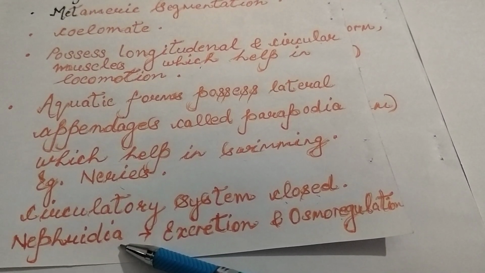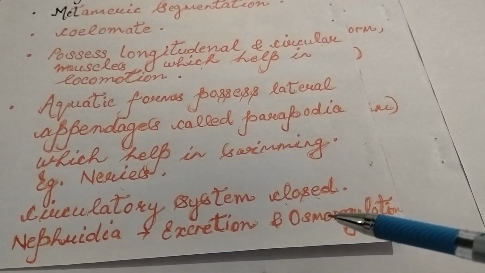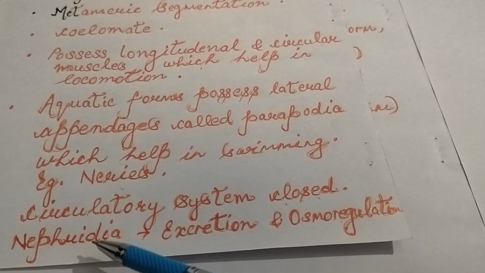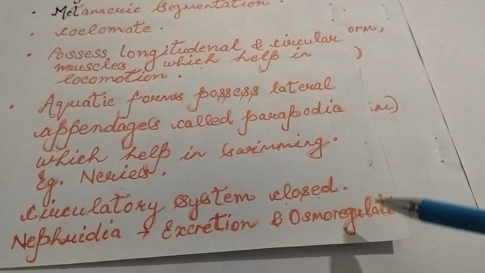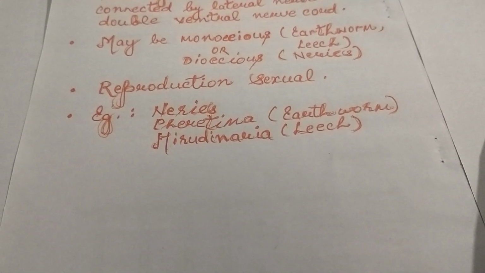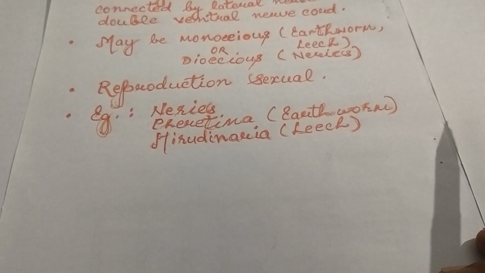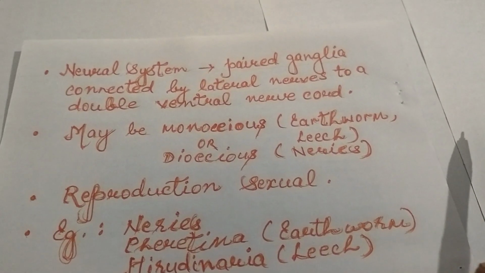In the previous phylum we have studied flame cells in platyhelminthes. Flame cells are the organs of excretion and osmoregulation. Similarly, in annelids, nephridia are the organs of excretion and osmoregulation, means maintaining the osmotic pressure of the body fluid and the balance of electrolytes, salts present in the body fluid.